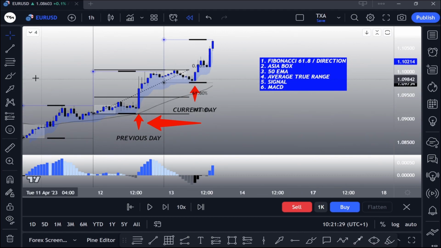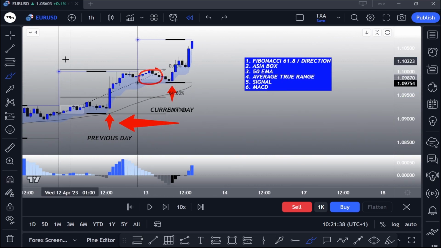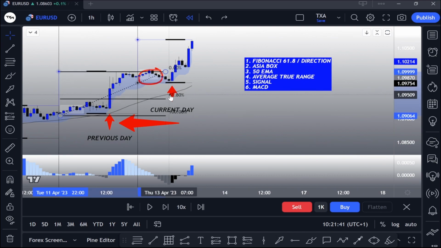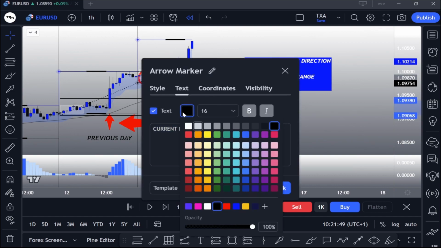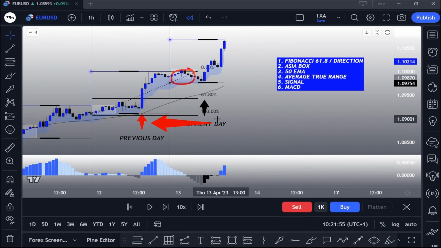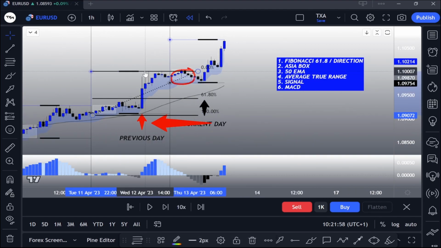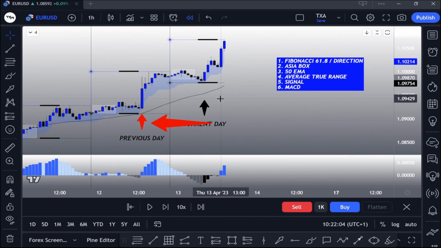Step number 2 is the Asia box. The Asia box needs to be above the 61.8% level, and as you can see right here, it is. Now that we have identified the direction of the price and where the Asia box is in regards to the Fibonacci retracement levels, we now consider the 50 EMA.